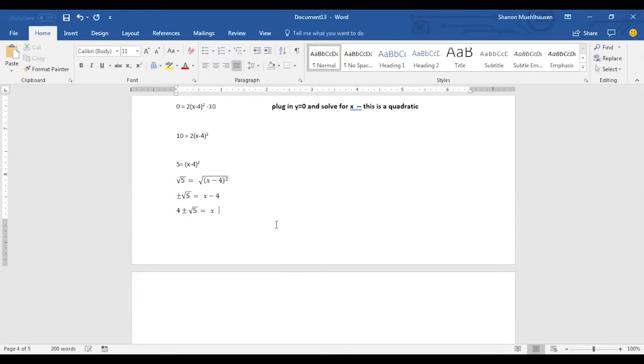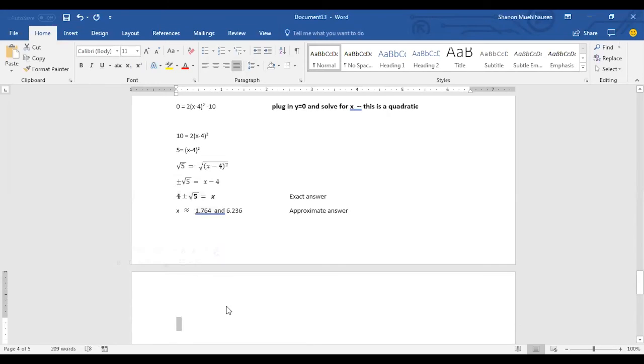Please note this is an exact answer. We could plug this into our calculator and find an approximate answer. When we have a number like the square root of 5, which can't be simplified nicely, it's because it's an irrational number. Our calculator will round it off so we can get answers like 1.764 and 6.236. But notice these are approximate, and I've used these wavy equal signs to indicate that. The exact answer here has that square root of 5 in it, and that's the way we give that answer.